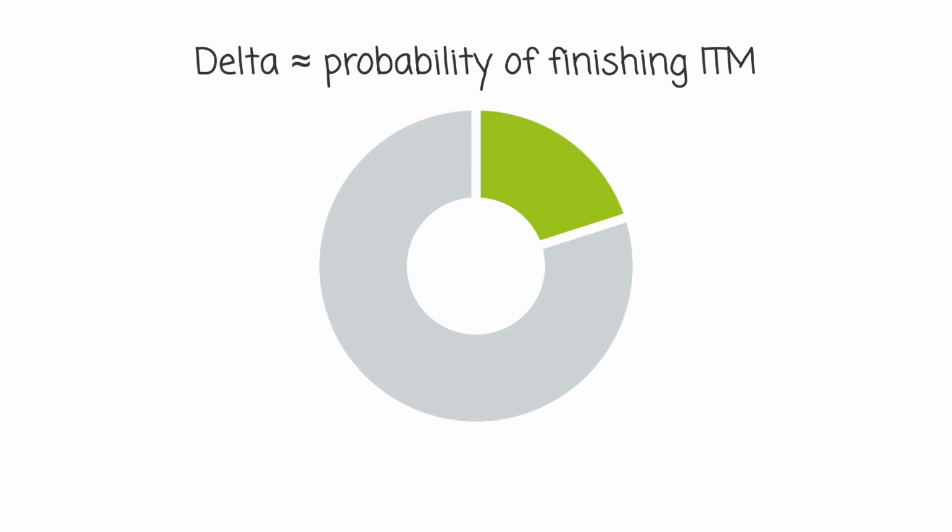Delta has a handy second use. It's a rough estimate of the probability the option expires in the money. A 20 delta put has a roughly 20% chance of finishing in the money, which means roughly an 80% chance of expiring worthless. That's why conservative option sellers love those low delta strikes.